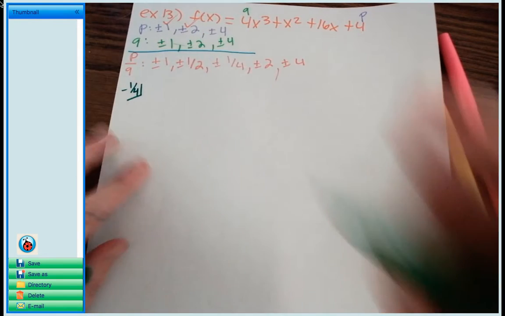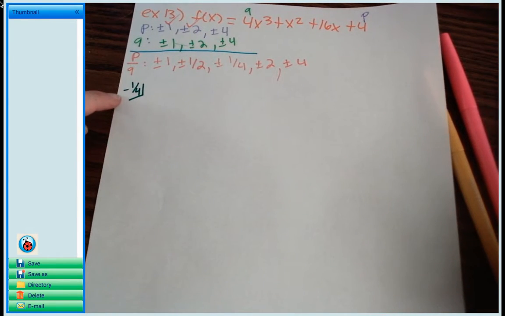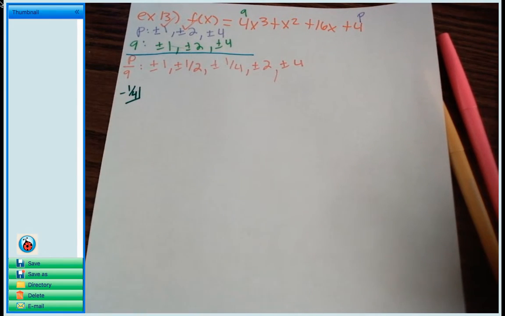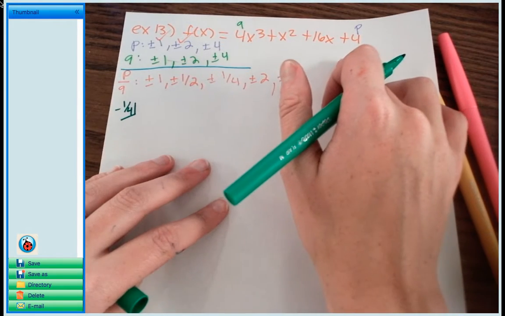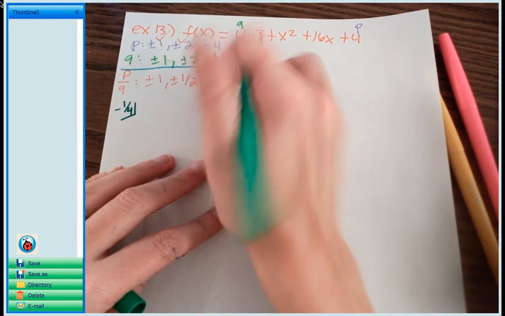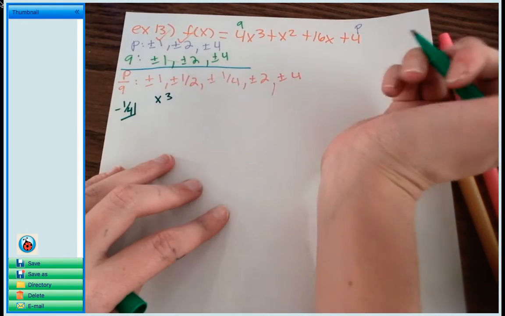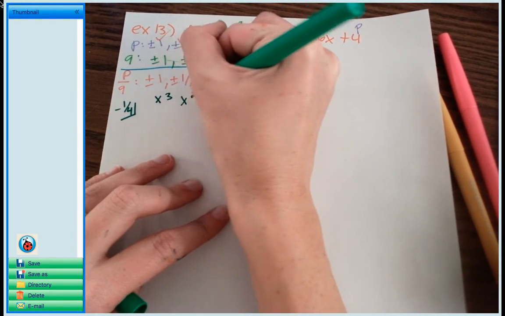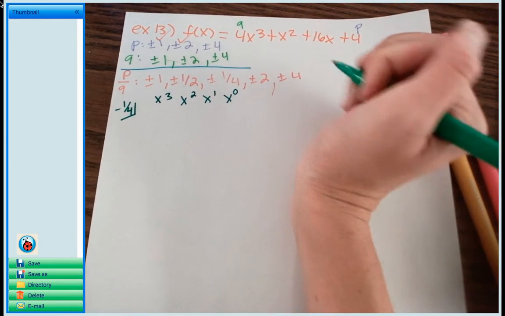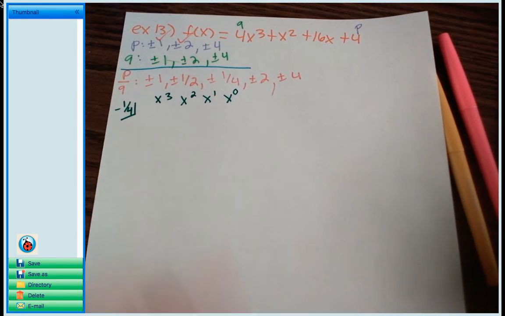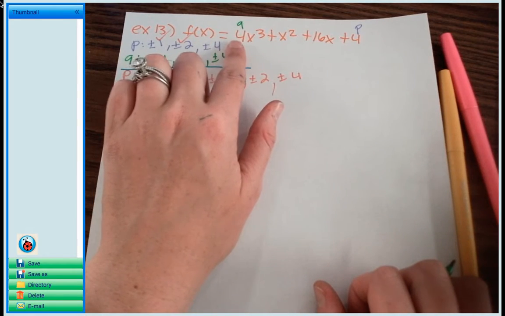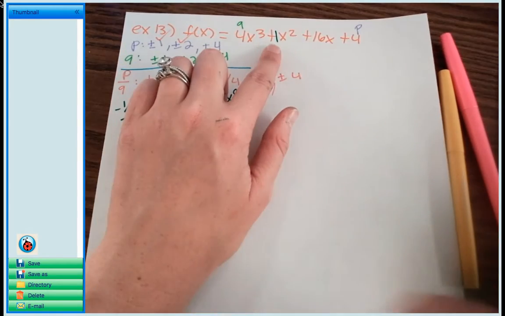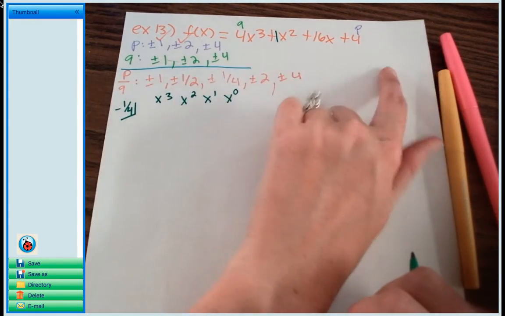Remember, these are my zeros in the box. This is not the factored form. This is the 0. For factored form, we have to switch this sign. Okay, let's see what happens. All right, guys, so in synthetic division, we start with our highest exponent and go down by 1 each time. So x to the third, x squared, x to the first, and x to the 0. And I'm going to write all my coefficients. So I got 4. 1 is secretly in front of the x squared, 16, and 4.